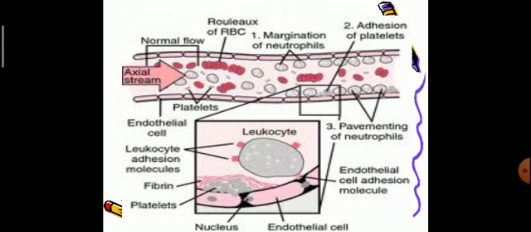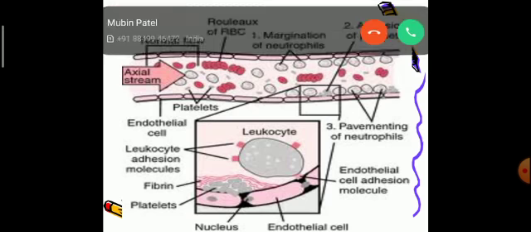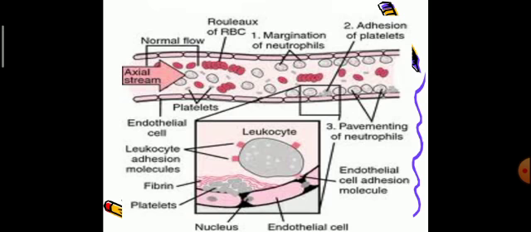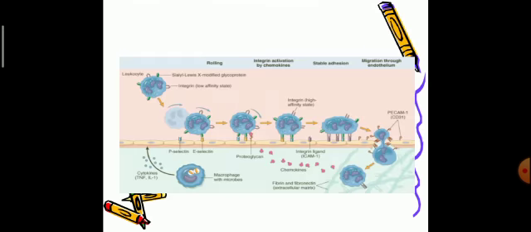So you can see in the capillaries there is normal flow, but the RBCs can now show rouleaux formation. There is margination of neutrophils, there is addition of platelets. Endothelial cell, leukocyte adhesion molecules, fibrin, platelets. You can see in the inset picture there is pavementing of neutrophils, endothelial cell adhesion molecules. So this is again rolling, integrin activation by chemokines, stable adhesion and transmigration of the neutrophils through endothelial cells.